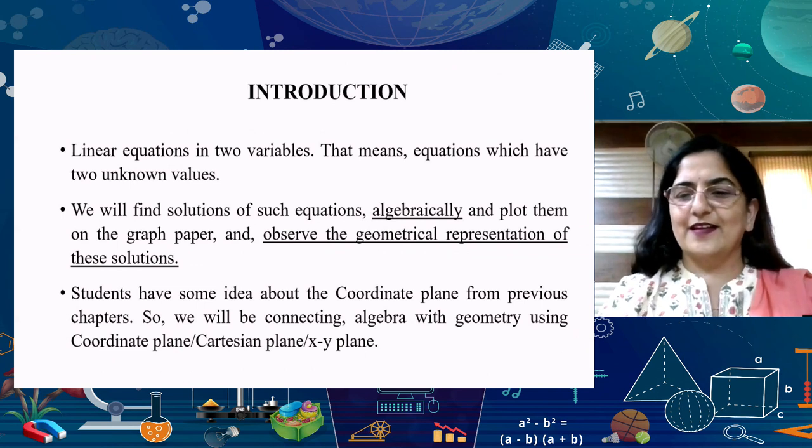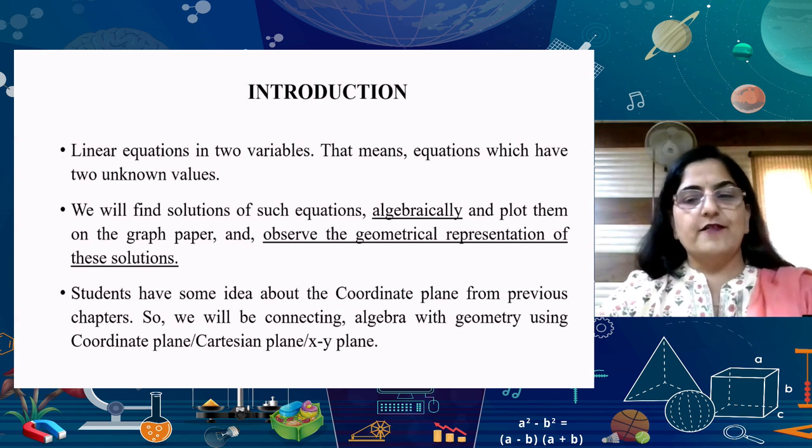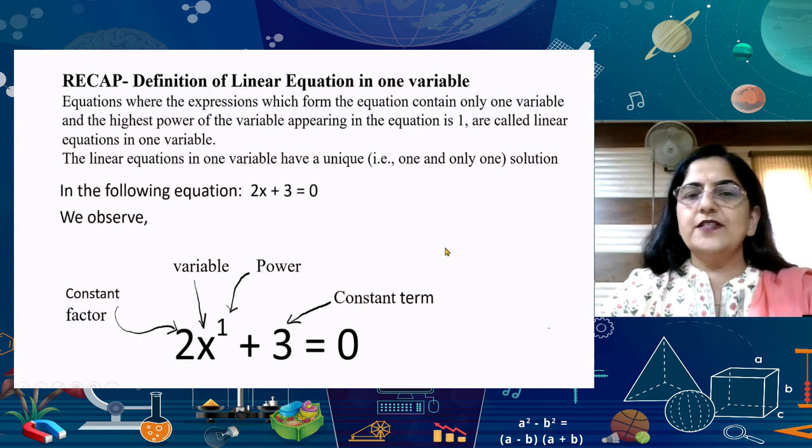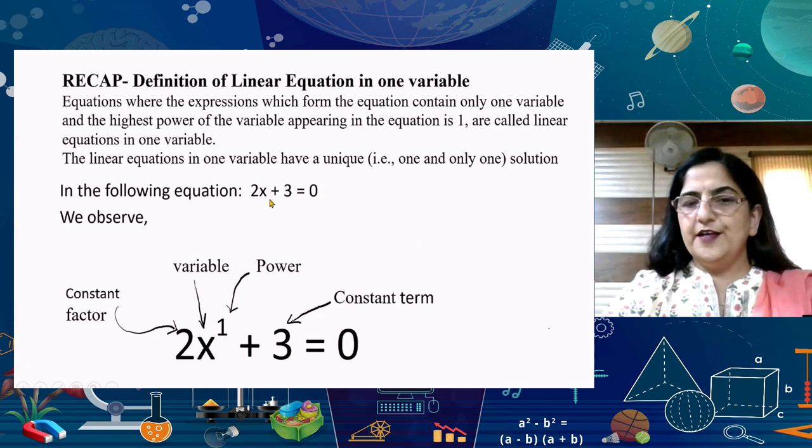All right, let's move further now. Our students already have some idea about linear equations in one variable, but we are going to first have a little recap. So what is a linear equation in one variable? Equations where the expressions which form the equation contain only one variable and the highest power of the variable is equal to one. As you can see over here, there is a linear equation. Why is it called a linear equation? Because it has only one variable and the power of this variable is equal to 1, which is the highest power. So this makes it a linear equation in one variable.